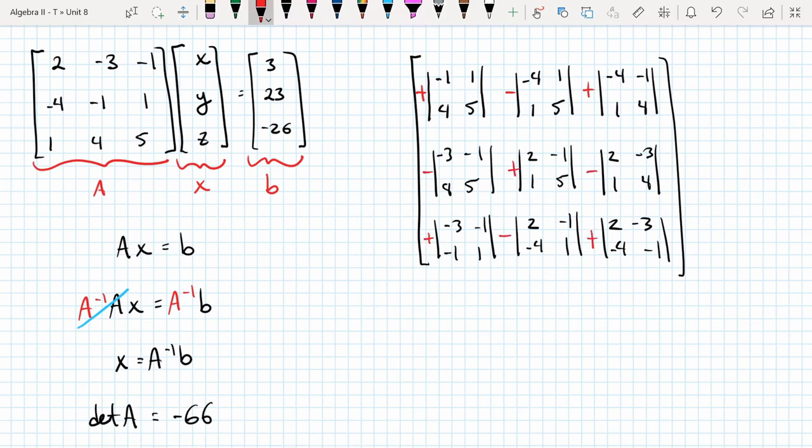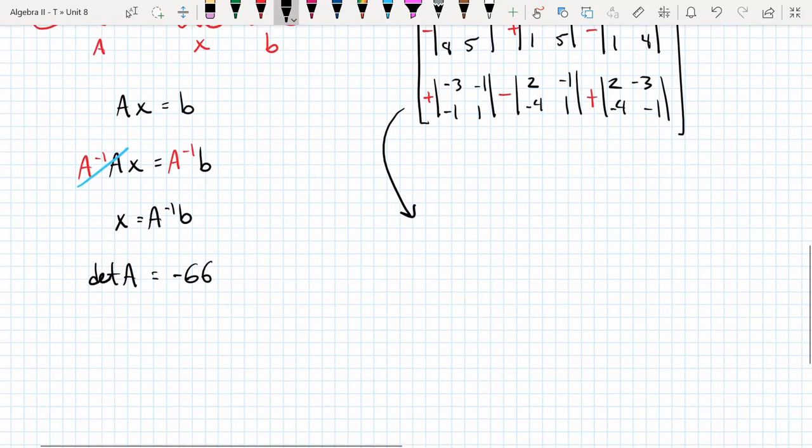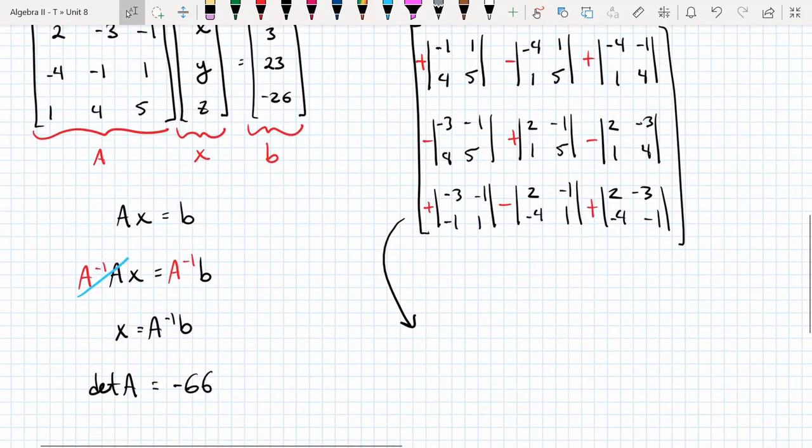Remember, they alternate. And now let's go from here to our 3 by 3 matrix. So -5 minus 4, that's -9. This is -20 minus 1 with a negative in the front, so it's +21. Okay, -16 plus 1, which is -15. This is -15. I hate doing this.